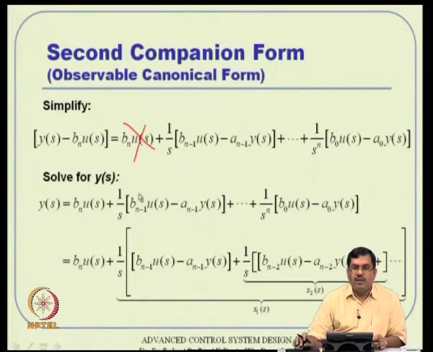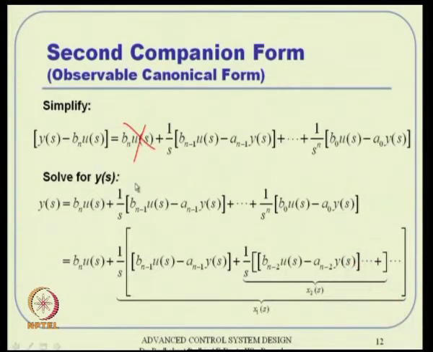So, now let me analyze this expression a little bit carefully. If I see this expression, from here I am just trying to extract what is y of s. This expression, this b n times u of s, will come on the right hand side, not here. Plus 1 by s into all these terms, plus 1 by s into another term, 1 by s square into that term, all the way up to that.